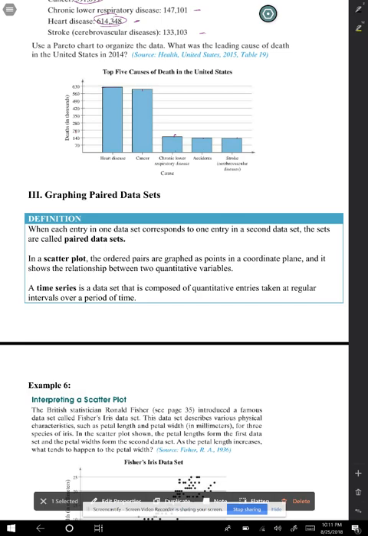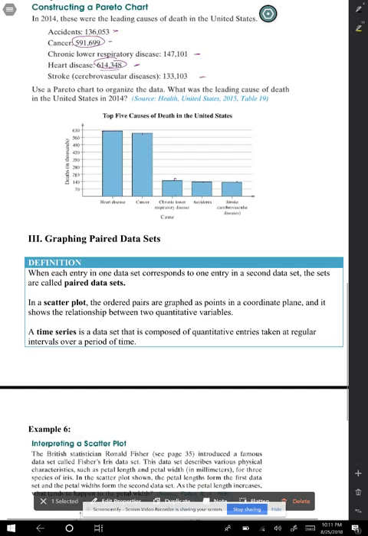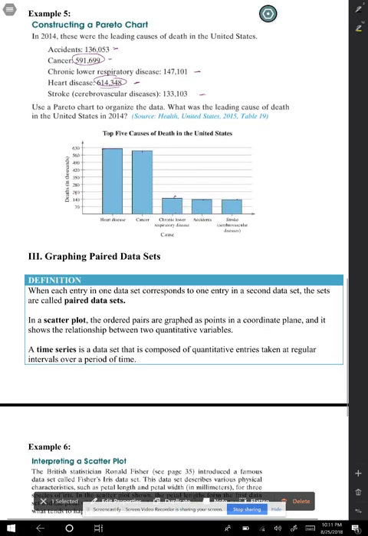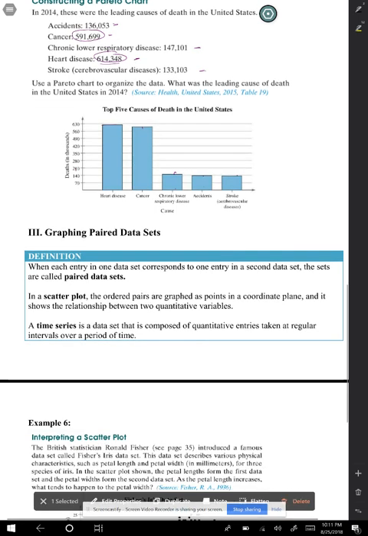Next, we have graphing paired data sets. If you've had very many algebra classes in high school, then you'll probably remember having to do scatter plots or to plot X's and Y's. And that's what a graphing paired data set is. You're pairing two things and then graphing. So it's like a scatter plot.